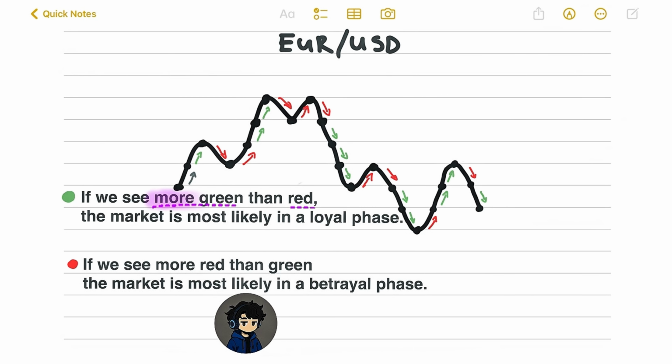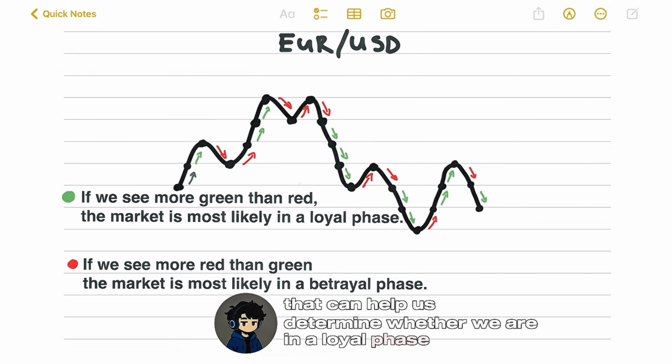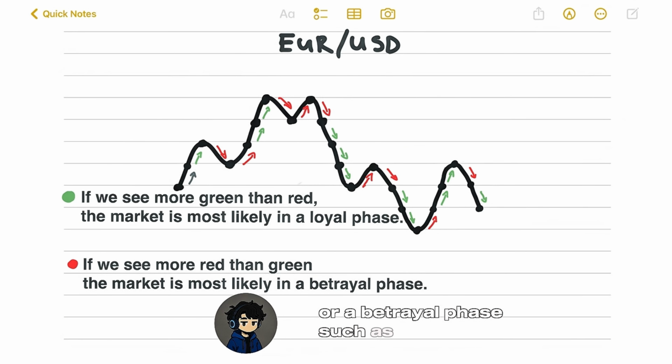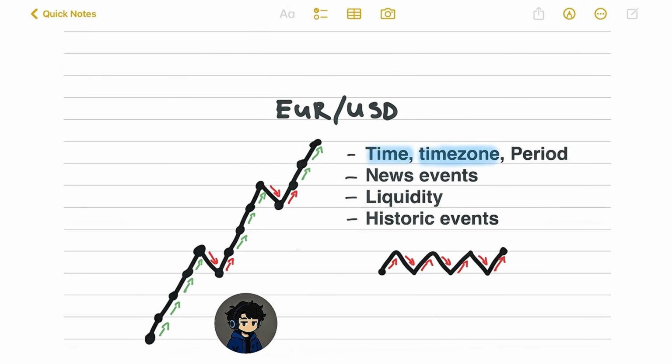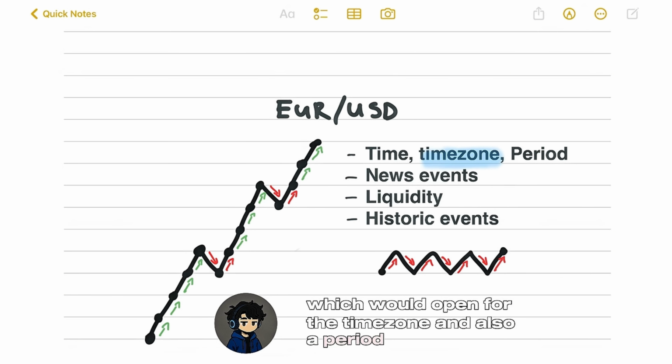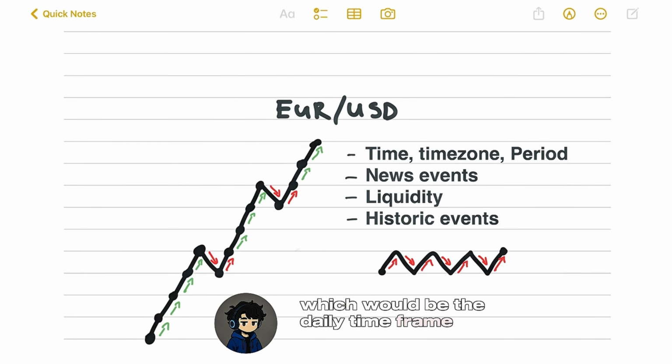First of all, we can say if we see more green than red, it means we are most likely in a loyal phase. And if we see more red than green, then the market is most likely in a betrayal phase. But there are other factors as well that can help us determine whether we are in a loyal phase or a betrayal phase, such as time, time zone, and period. Time would be maybe the market open, which would open for the time zone, and also a period, which would be the daily time frame to the monthly time frame time period.